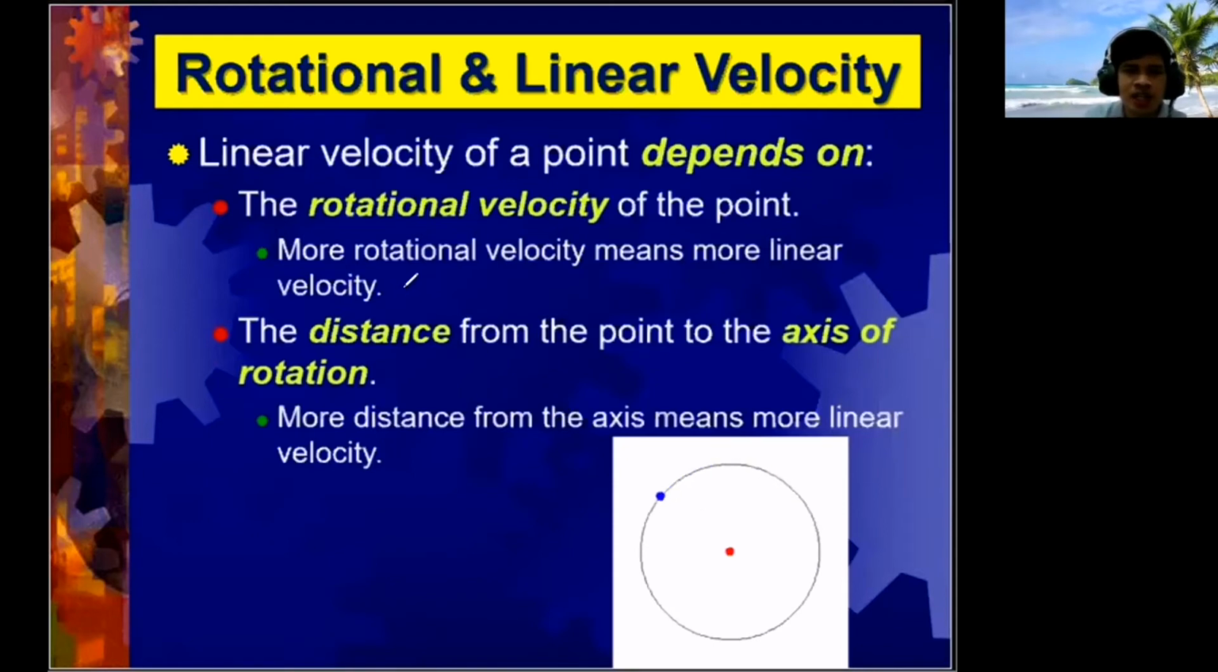also. And also it depends on the distance from the point to the axis of rotation. Let's say from this point up to this point. It also depends on the distance, right? The linear velocity depends on this distance. It means that more distance from the axis means more linear velocity, right? They will have more linear velocity.